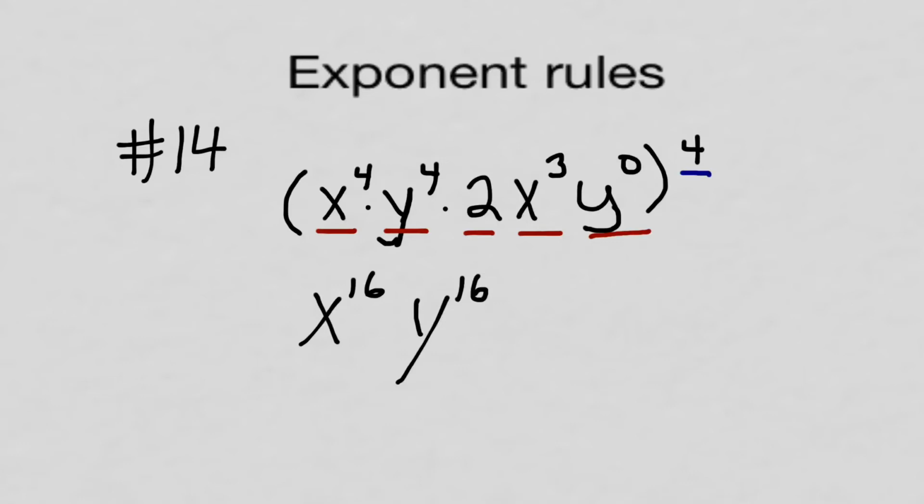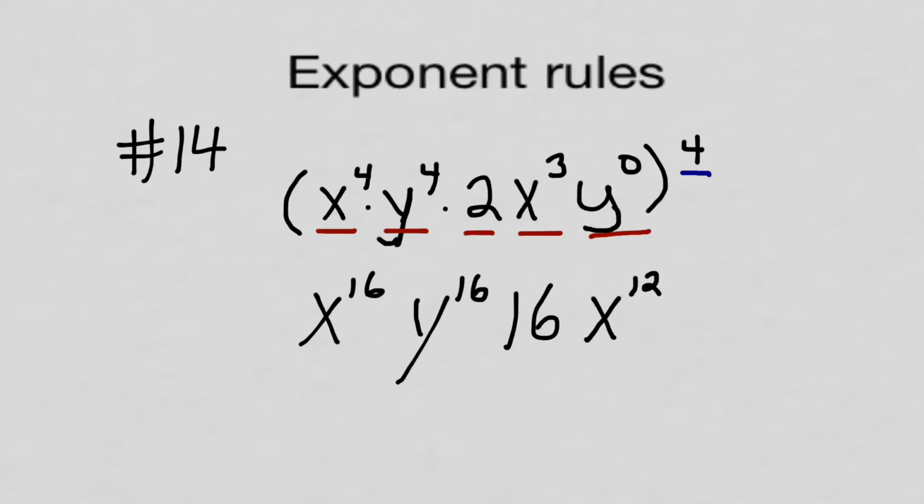2 to the 4th power gives you 2 times 2, which is 4, times 2, which is 8, times 2, which is 16. Okay. x to the 3rd to the 4th power, we multiply exponents, we get x to the 12th. And finally, y to the 0 to the 4th power. We multiply 4 times 0, we get 0.